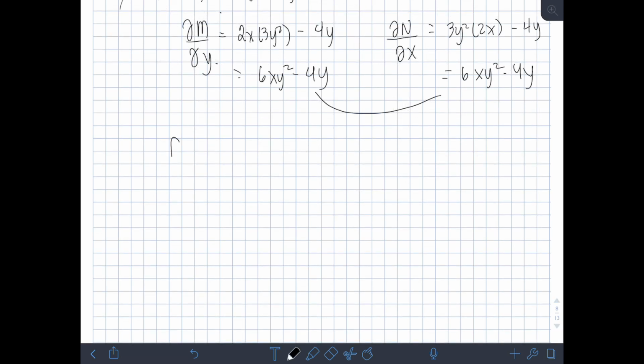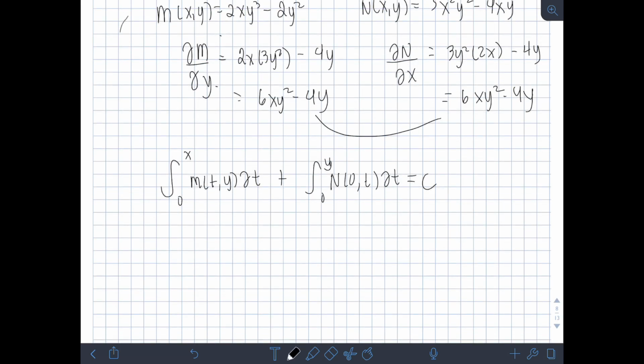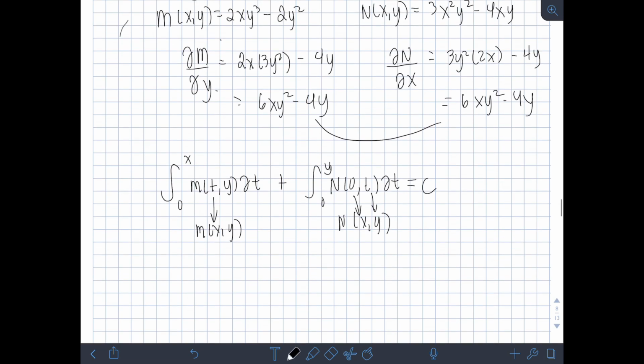So, gamitin ulit natin yung alternative solution, yung integral of M of t comma y dt from 0 to x plus integral ng N of 0 comma t dt from 0 to y equals C. Okay, so papalitan natin yung M of x comma y, yung x gagawin nating t, yung y as is, tapos dun sa N of x comma y, yung x gagawin nating 0, yung y gagawin nating t. So, magiging ano na yun?